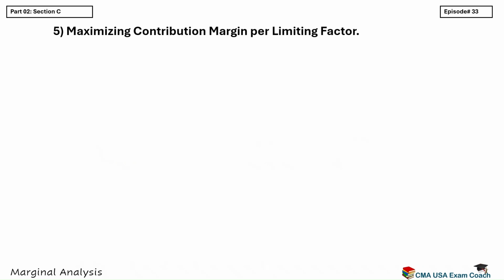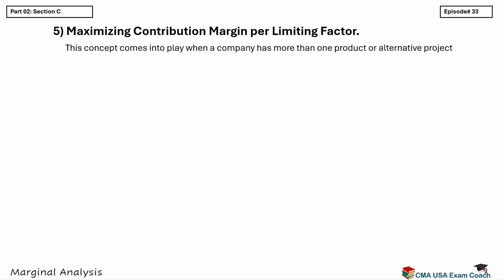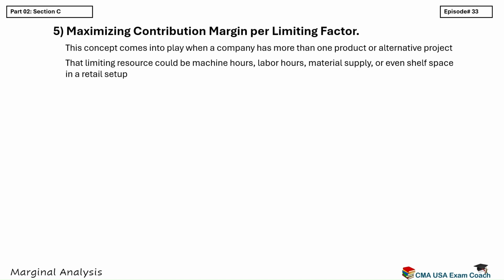Now let's look at the fifth application of marginal analysis, which is maximizing contribution margin per limiting factor. This concept comes into play when a company has more than one product or alternative project, but it faces a limitation on one of its key resources. That limiting resource could be machine hours, labor hours, material supply, or even shelf space in a retail setup. So, the company cannot produce unlimited quantities of everything. It must make a smart decision on how to allocate that limited resource to generate the maximum possible profit.